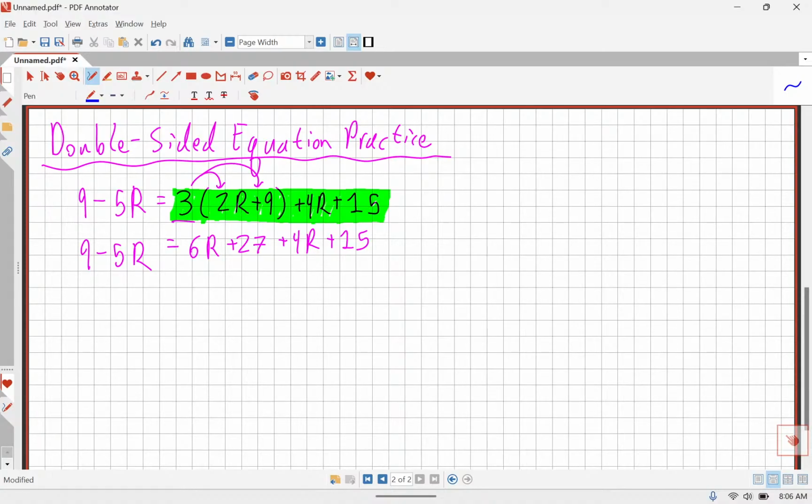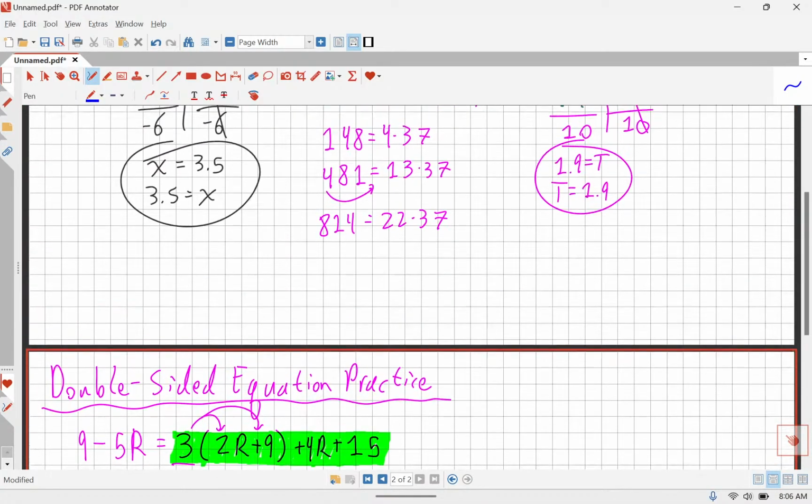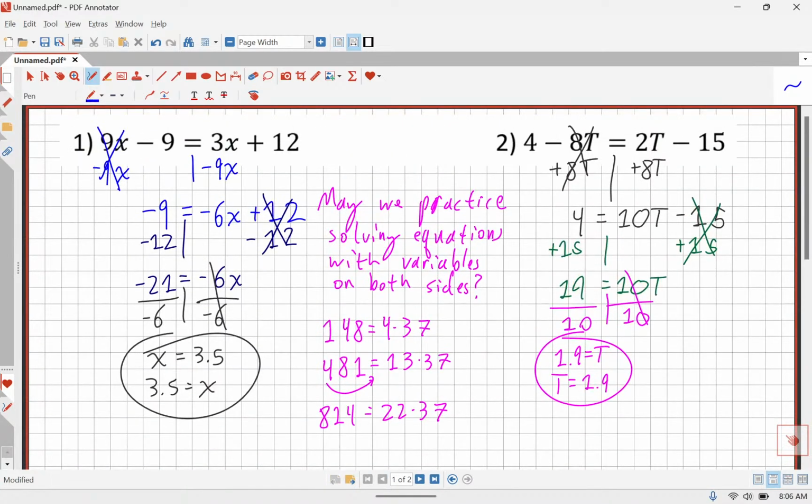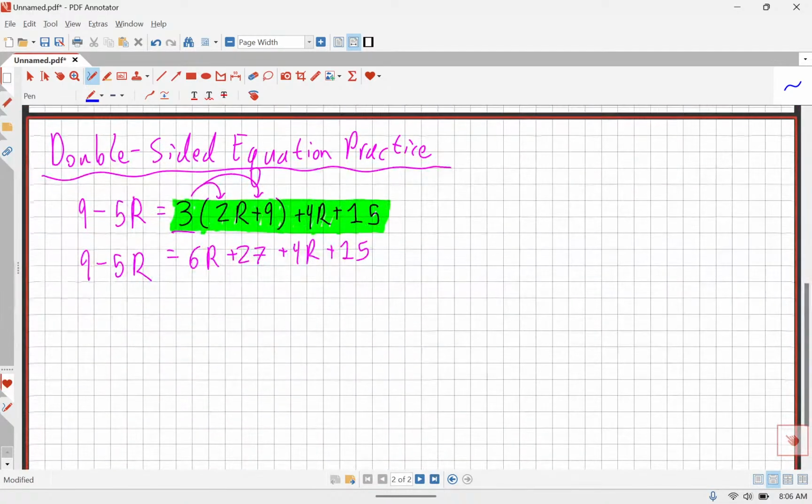So the whole idea here, Isabel, is I'm trying to make this problem look more like these, where there's two terms on this side and there's two terms on that side. So this guy's got too many terms here right now. So what could I do to try to shrink that down? I agree. 6r plus 4r is 10r. And then? Very good. I think that's 42.